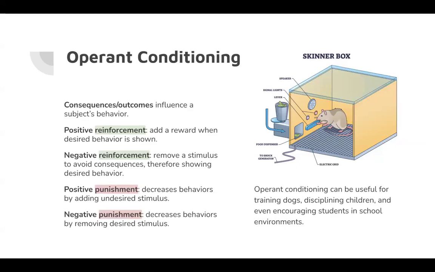So, operant conditioning differs from classical conditioning because it is a voluntary learned response. In operant conditioning, consequences and outcomes of a situation influence a subject's behavior. So, there is reinforcement and punishment. With reinforcement, you want to increase the behavior that you're seeing, and with punishment, you want to decrease that behavior.